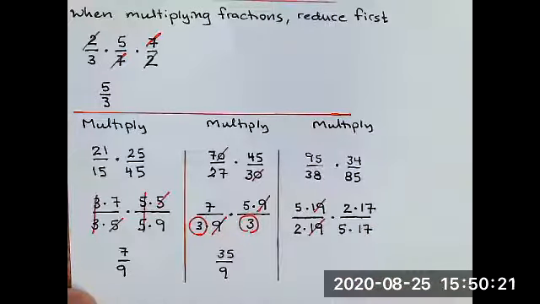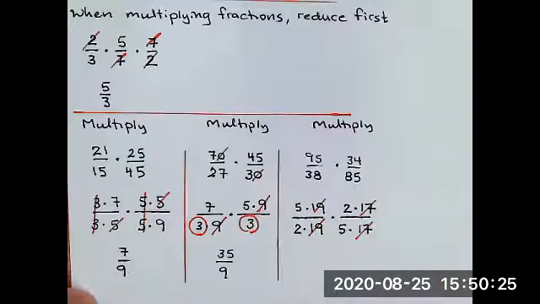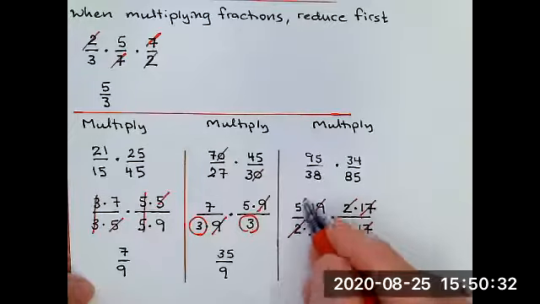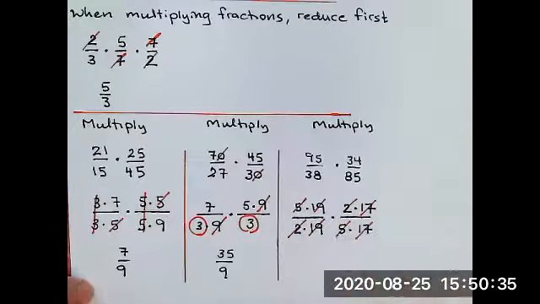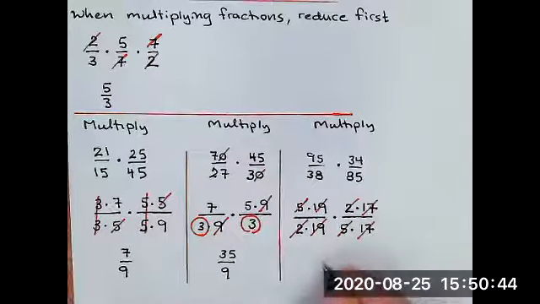19 over 19 is equal to 1. 17 over 17 is equal to 1. 2 over 2 is equal to 1. And 5 over 5 is equal to 1. So what we have here is 1 times 1 times 1 times 1, which is equal to 1. So if everything cancels, your fraction is equal to 1.